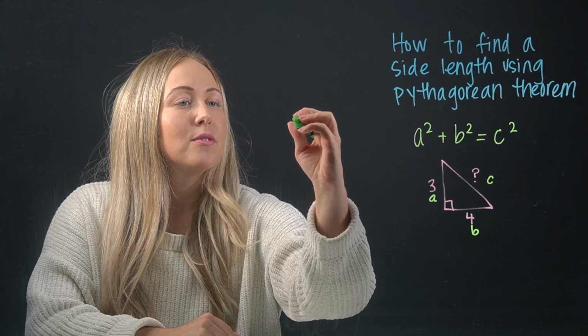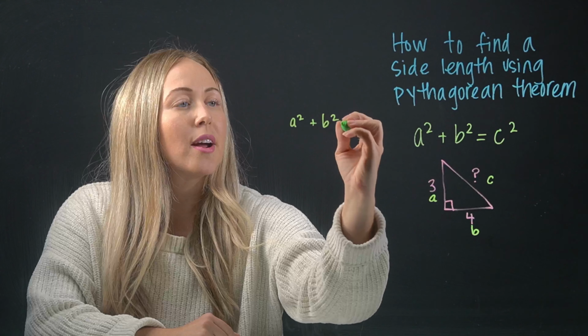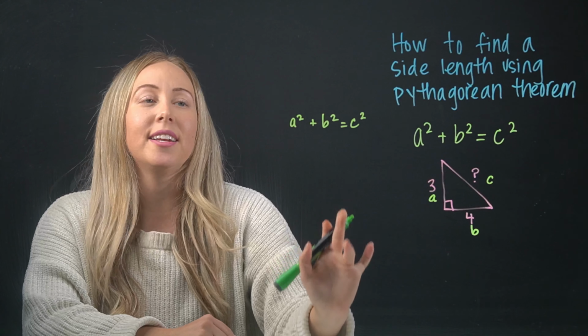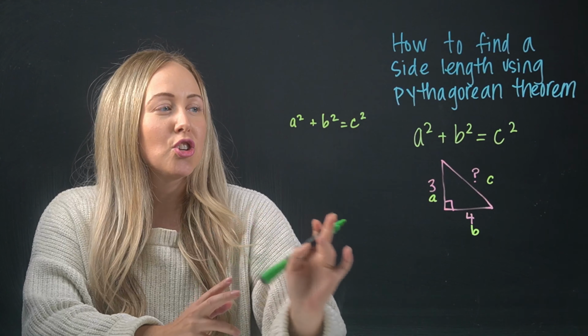So we have a squared plus b squared equals c squared. And I recommend always writing it out again, just to make sure that you get everything straight. So we're going to have 3 squared plus 4 squared is going to equal c squared, which is going to be our hypotenuse length, right? So let's find: 3 squared is 9, 4 squared is 16, and that all equals c squared. So 9 plus 16, 25, equals c squared. So now remember, this length is not 25 because 25 is c squared.